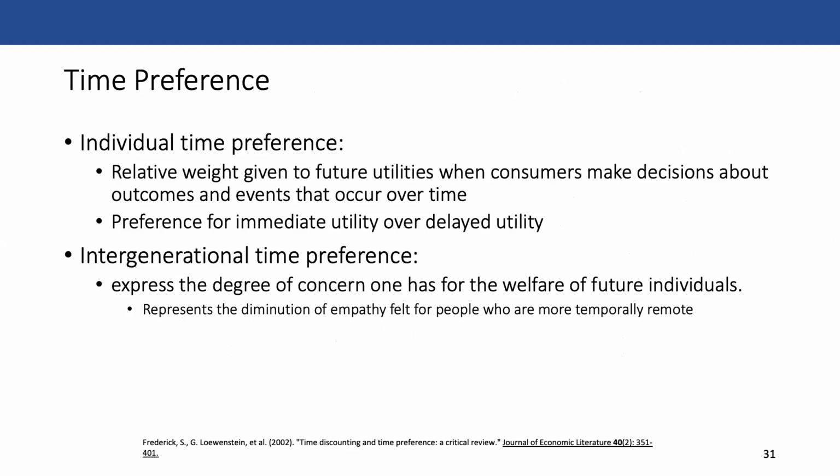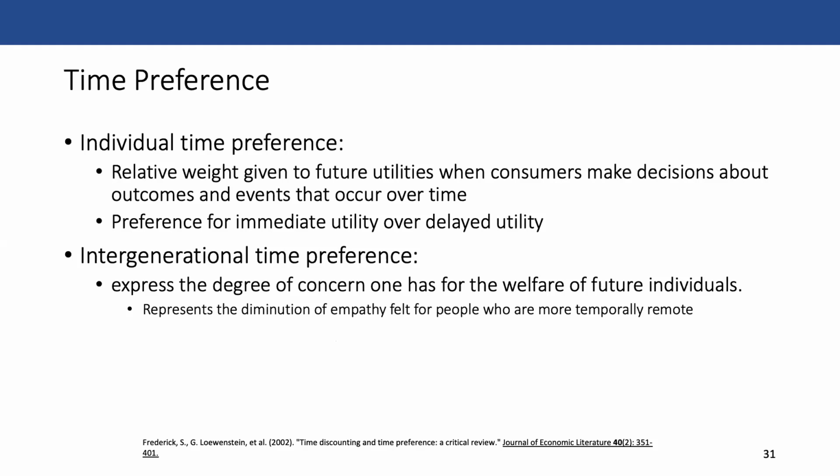So when we're talking about individual time preferences, the relative weight for the value of goods and services, that's what we're thinking about on an individual preference. And we always prefer things immediately over things that are delayed, because if we take things immediately, you can do things with them that would outvalue whatever you would receive later on.